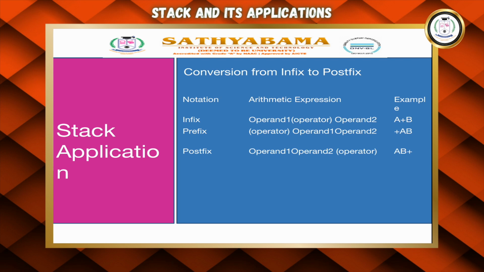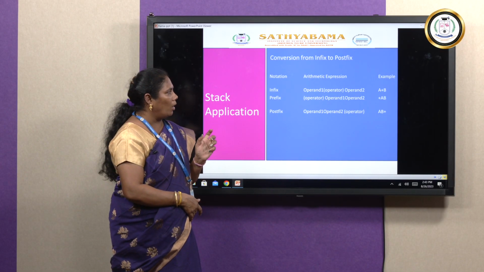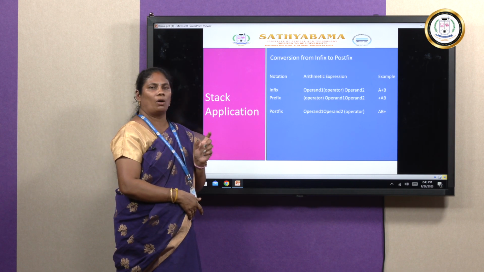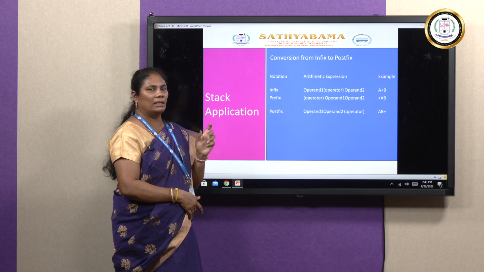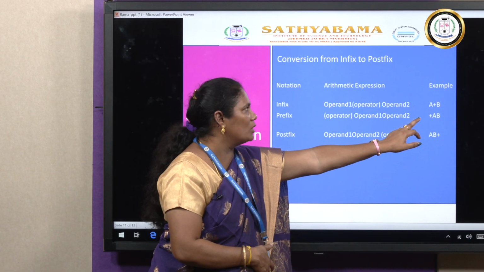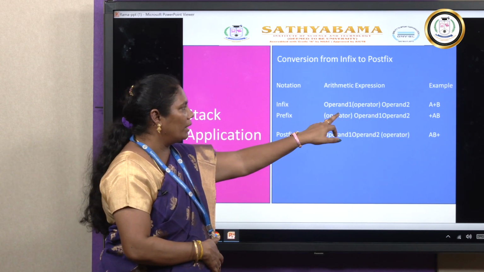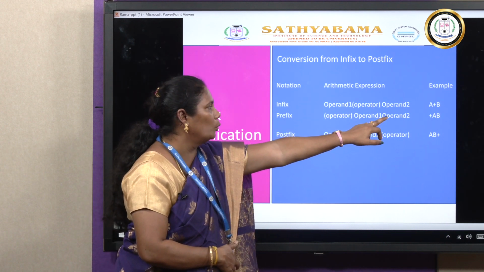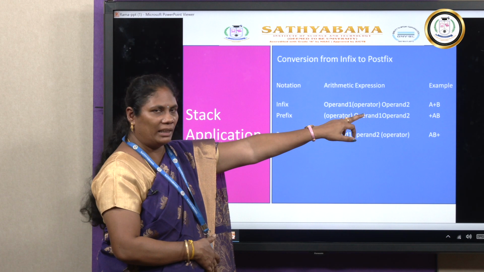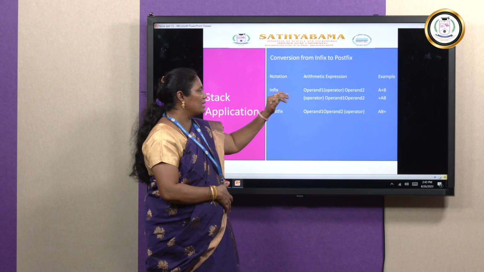The next application is conversion from infix to postfix. What is infix? Some operands and an operator will be given. Operands are the variables, and operators are the symbols. So the variables A and B are operands, and the operator plus is used. For example, A plus B is an example. Infix notation is operand 1, operator, operand 2. So operand 1 is A, the operator is plus, and operand 2 is B. This is infix.